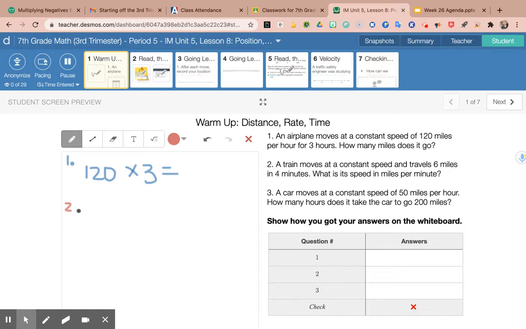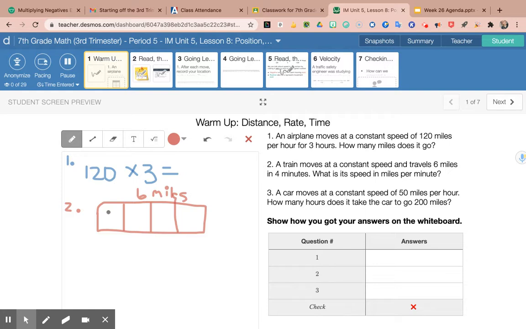Number 2, a train moves at a constant speed. It doesn't tell me the constant speed, it just says a speed. It travels 6 miles. I'm going to write that down. 6 miles in 4 minutes. Actually, let's draw a picture. Let's draw a picture. 6 miles for 4 minutes.